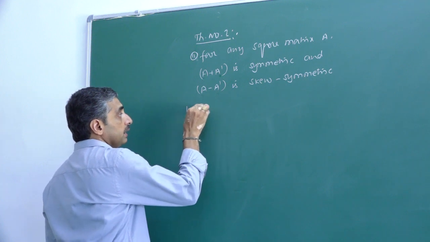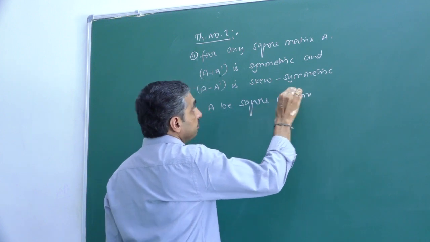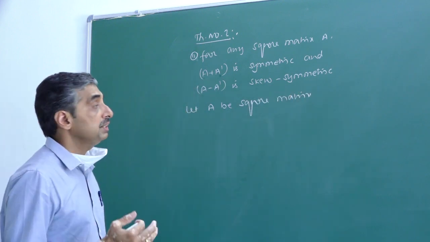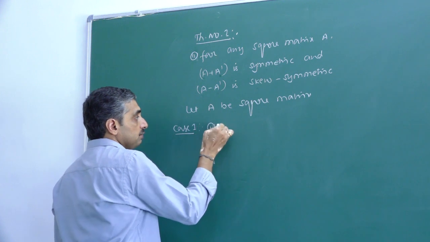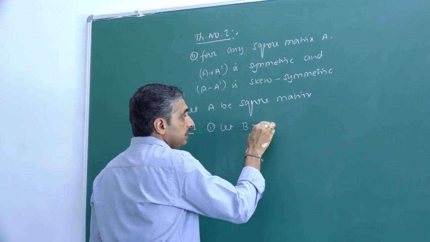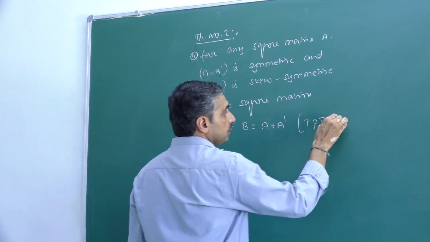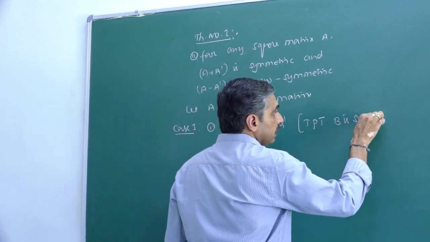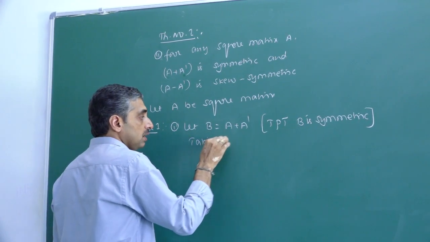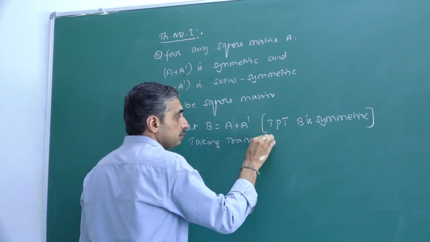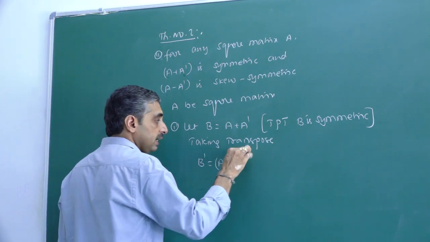So now let A be a square matrix. We have to prove that A plus A dash is a symmetric matrix. We are proving in case 1 and case 2. Case 1: I am taking B is equal to A plus A dash. Here we have to prove that matrix B is symmetric matrix. Now taking the transpose on both sides, what happens? B dash is equal to A plus A dash whole dash.